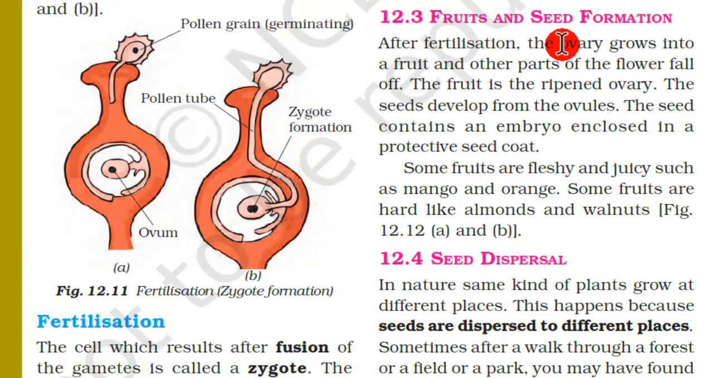Fruits and seed formation. As discussed in the previous topic, after fertilization, the ovary grows into a fruit and other parts of the flower follow. Then that fruit will be a ripened ovary. The seeds develop from the ovules. The seed contains an embryo enclosed in a protective seed coat.